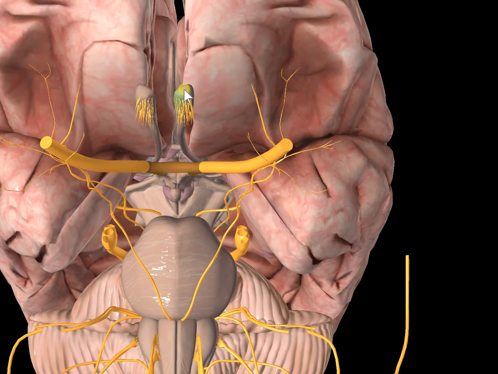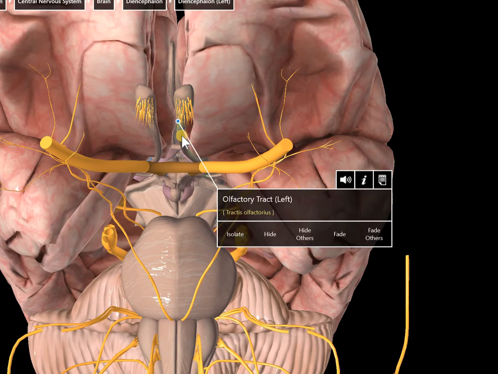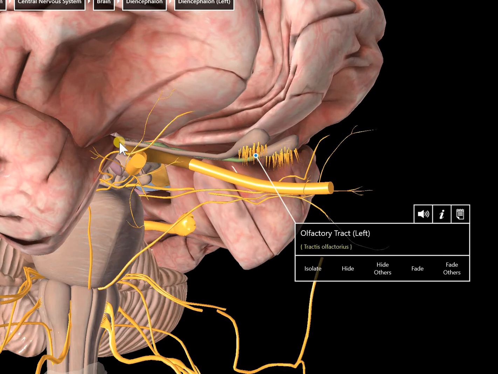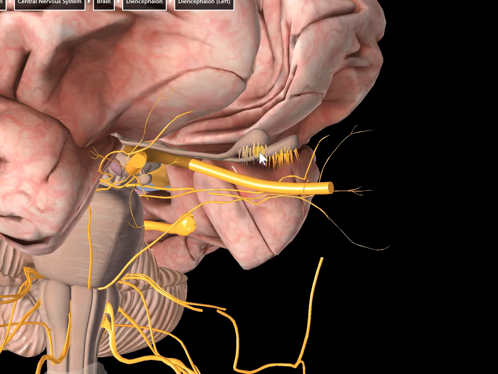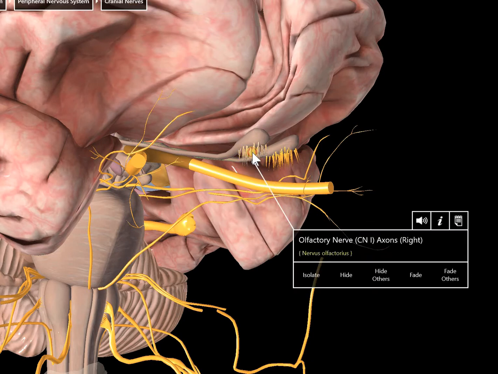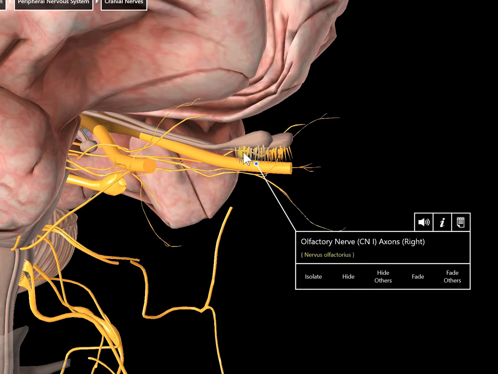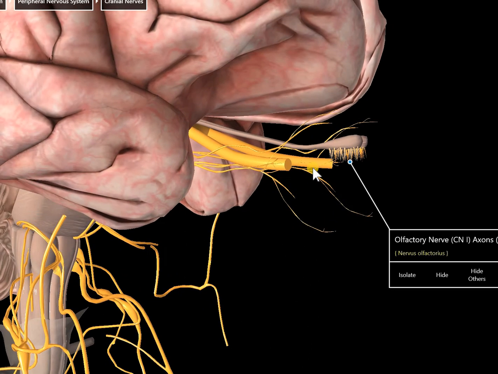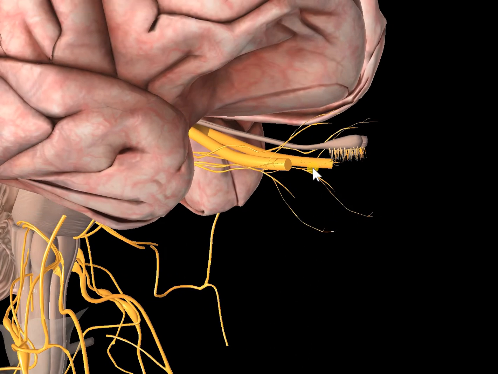All right, cranial nerve 1 is here. This is olfactory. All this you see here, that's cranial nerve 1. And here you can see the cranial nerve hairs come down. The nerves actually go through the cribriform plate, which is part of the ethmoid bone. And if you can visualize the nose being here, that would allow you to smell.